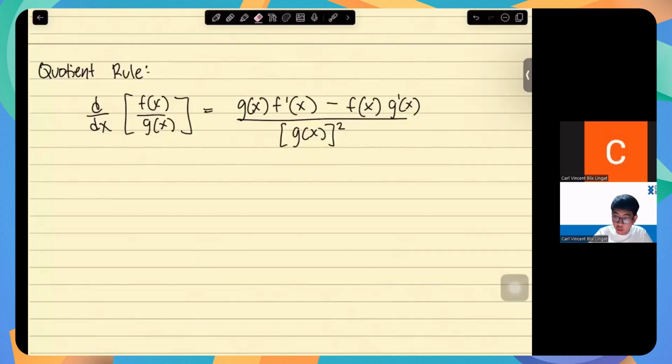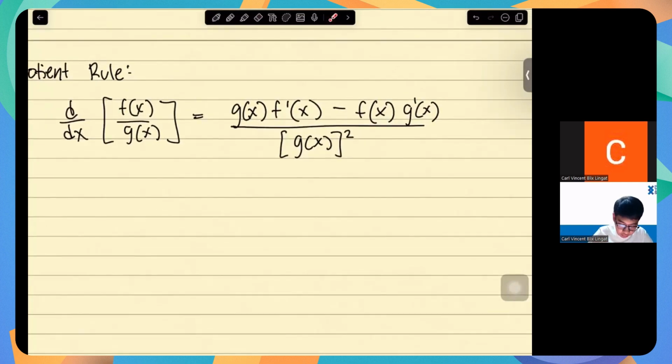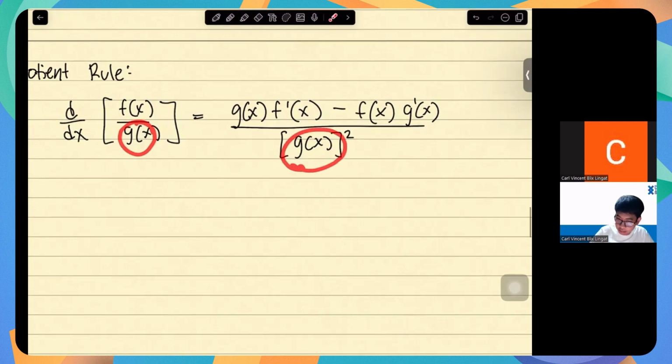Okay, so now we move on to the quotient rule. So here is the definition of the quotient rule. Given two functions that are being divided, we first copy the denominator and then multiply it by the derivative of the numerator. Then subtract. Then we just copy the numerator and multiply it by the derivative of the denominator. After that, we set a denominator, which is basically the denominator squared.